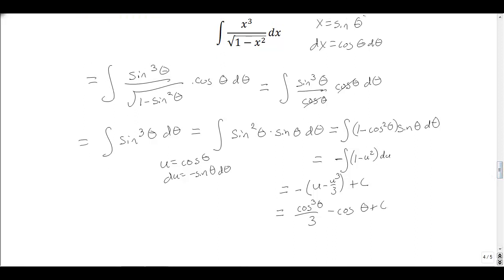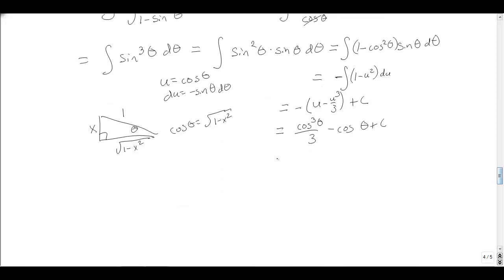But then we have to think x was sine theta. What's cos theta? Well, I can draw my right triangle here. I have theta, where my x is sine theta. So sine theta, that's opposite over hypotenuse. I can make that x over 1 would give me x. Use the Pythagorean theorem here, and this other side will be square root 1 minus x squared. And so if you look at this, that means cos theta is square root 1 minus x squared.